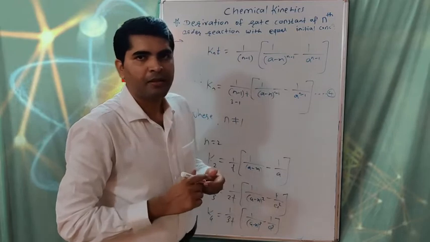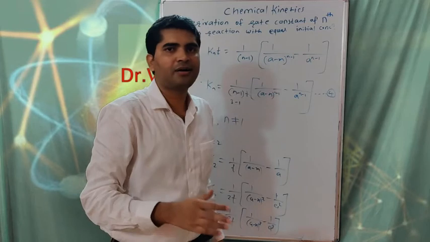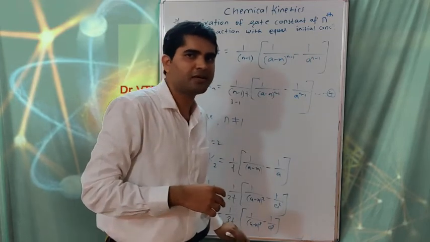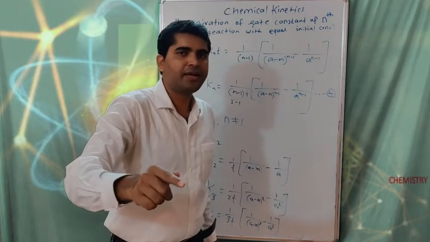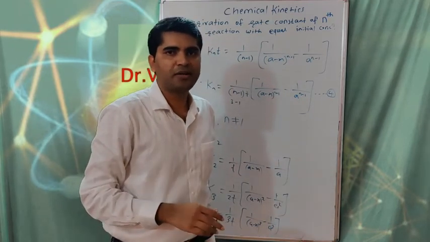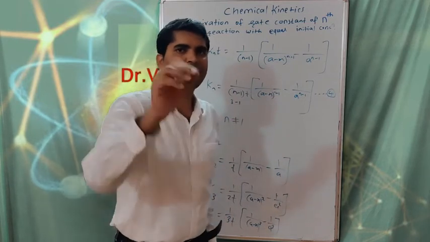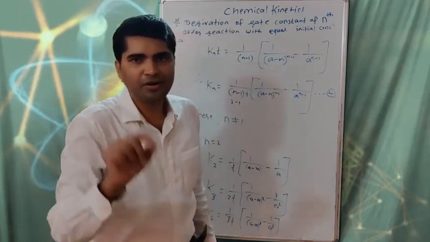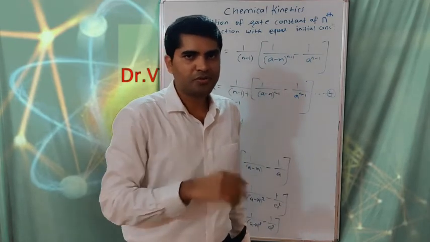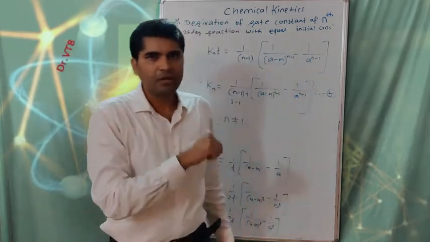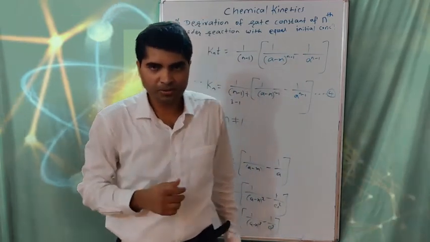So this way, by using this nth order equation, we can derive the rate constant of any other order. But the necessary condition is equal initial concentration, and n should not be equal to 1. So for first order it is not applicable. For zero order it is applicable. You can check it. For zero order, k0 is equal to x upon t, you will get that value only. So it is applicable. So this way you can find the rate constant of any order by using the nth order. So nth order is important.